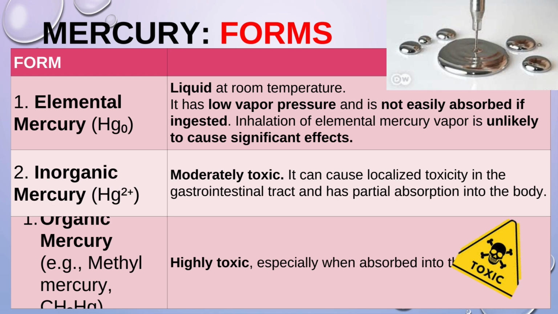The other one, guys, is mercury. Mercury has a lot of forms, right? The thing we should know is that elemental mercury is the one which is liquid at room temperature, with low vapor pressure, and hence it is not readily absorbed if ingested. So, inhalation of elemental mercury vapor is unlikely to cause significant effects. But inorganic mercury can lead to localized toxicity in the GIT.